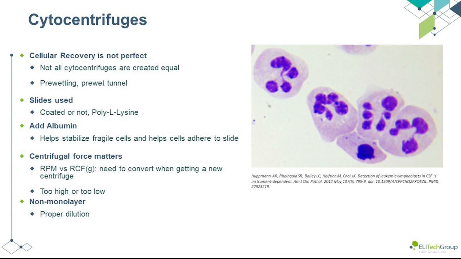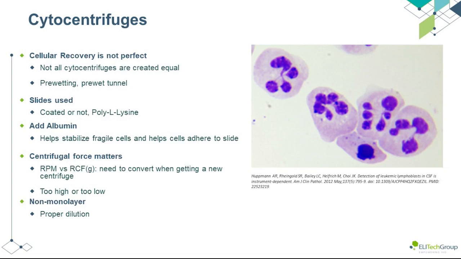One thing we've noticed is that not all cytocentrifuges are equal in their cellular recovery. One independent study using ELITech's CytoPro cytocentrifuge showed a 5 to 9-fold increase in the number of cells on a slide. Another way to improve cellular recovery is to load a pre-wet tunnel or chamber with buffer, which allows this to be the first liquid to be pulled into the absorbent pad instead of your sample. Furthermore, I'd strongly suggest using slides coated with poly-L-lysine, which is a charged chemical that helps cells bind to the slide. For some samples, albumin can be added to help with cellular recovery and stabilizing fragile cells.